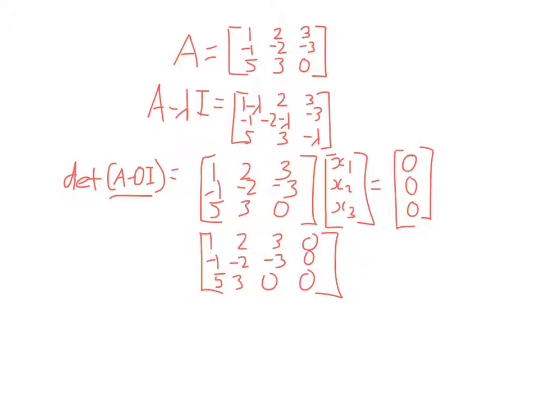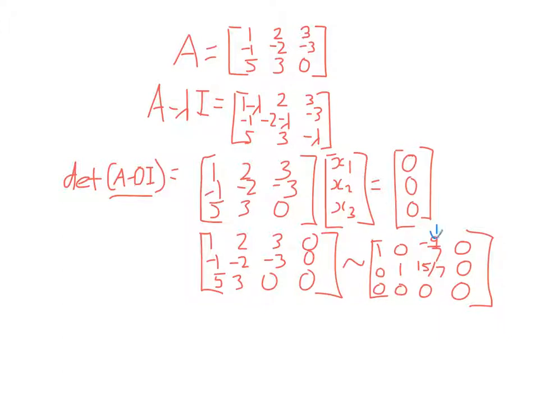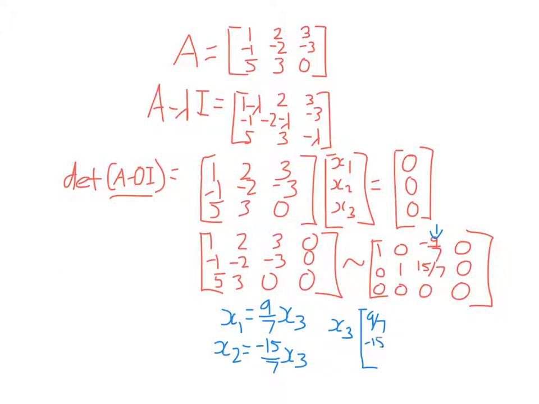So if I keep going until it's in row reduced echelon form, I get something that looks like this. So once again, I have a row of zeros at the bottom, which tells me that there are infinitely many solutions, and this variable here, x3, is a free variable. So I'm going to write the solution in terms of x3. So that's the solution in terms of x3, so we can write this as a vector. So x3 times 9 over 7, you get x1, times negative 15 over 7, you get x2, and times 1, you get x3. So this here is the eigenvector.